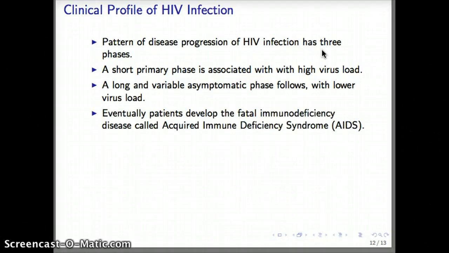And then patients go on to phase 3. This is where things become rather bad for patients. This phase has a name: acquired immune deficiency syndrome. So you can think of phase 1 as the patient becoming infected. In phase 2, there is a lot of variability and there are not many symptoms. Asymptomatic means there are no symptoms. The patient may not even know that they are HIV positive.